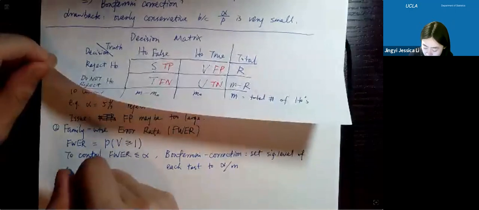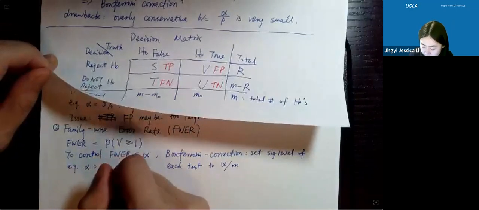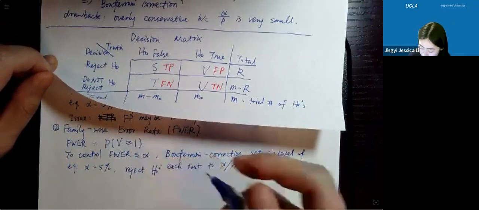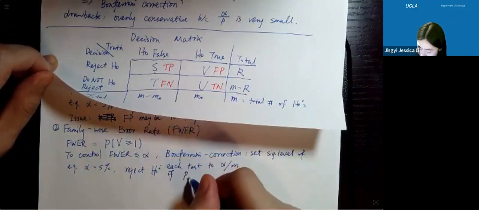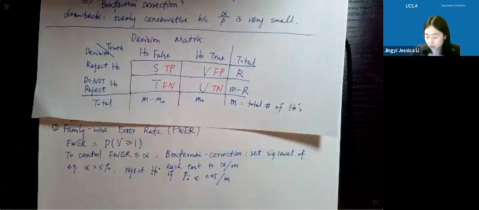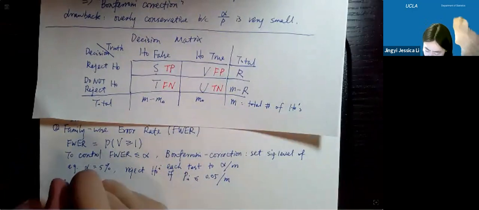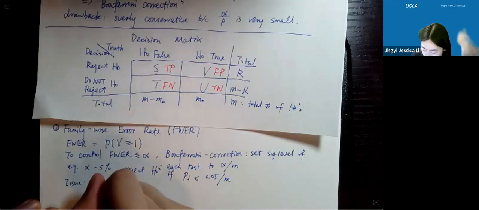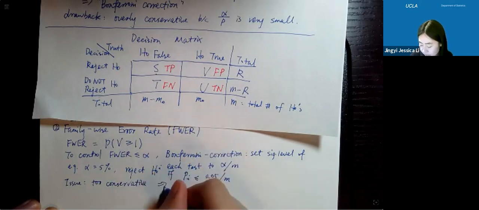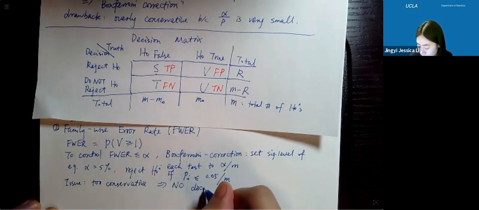Let me just give you an example. When alpha is 5%, you reject H0i if Pi is less or equal than 0.05 divided by m. So you can do a calculation to see when m is 1,000, how small this number is. And it's possible that none of your p-values are smaller than this threshold. So the issue is that you are being too conservative and you cannot make any discoveries from your data. That's also not desirable for biologists.